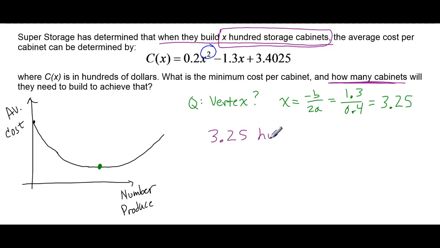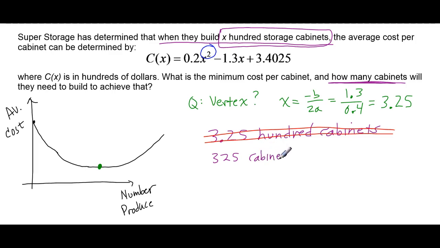3.25 hundred cabinets. Well, that's really awkward. Who would say 3.25 cabinets? 3.25 hundred, that's 325. So please don't say things awkwardly when in day-to-day life you would say something like 325. Say 325 cabinets.